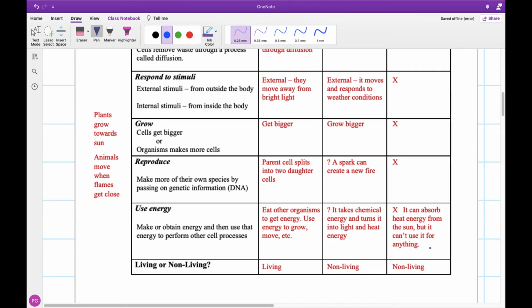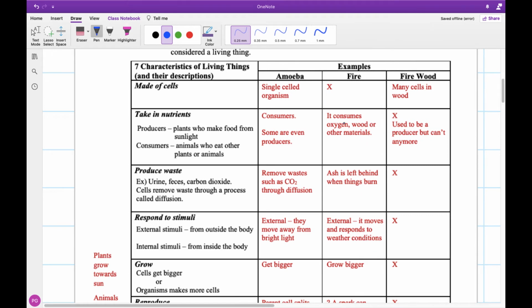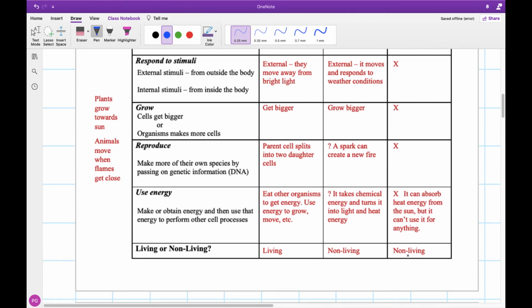So if you shine a light on it or you left it out in the sun, it could get warmer, but it doesn't use that to complete any of these other processes because it doesn't do them. So for our amoeba, it's considered living because it checks off all these 7 boxes. Our fire is not living because it misses on a couple of key things, one of the main ones being that it's not made of cells. And our firewood is non-living.